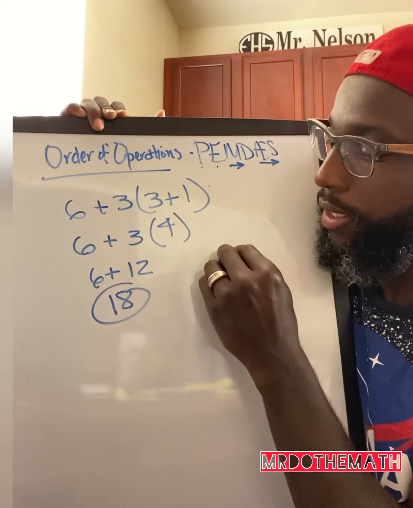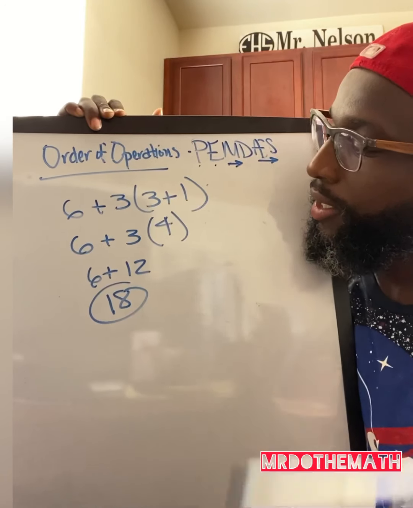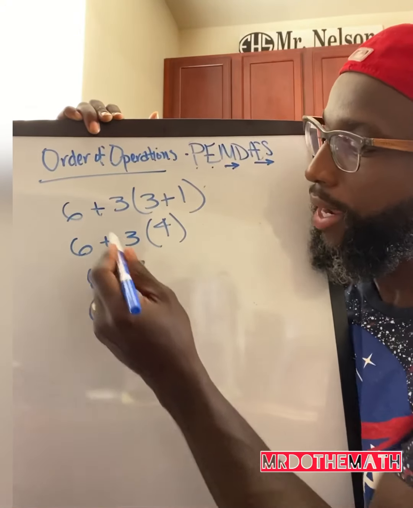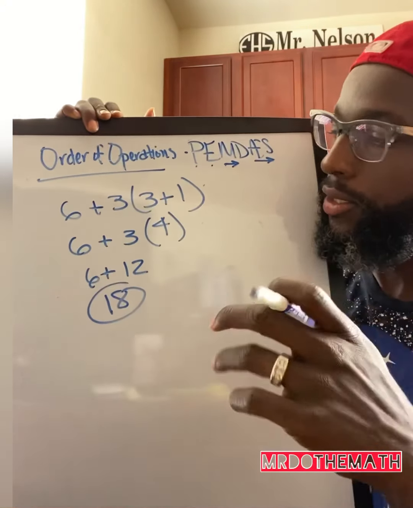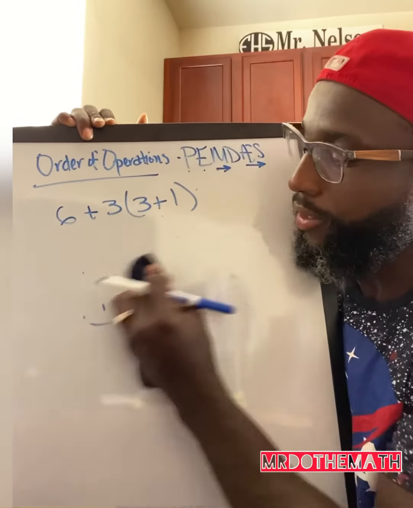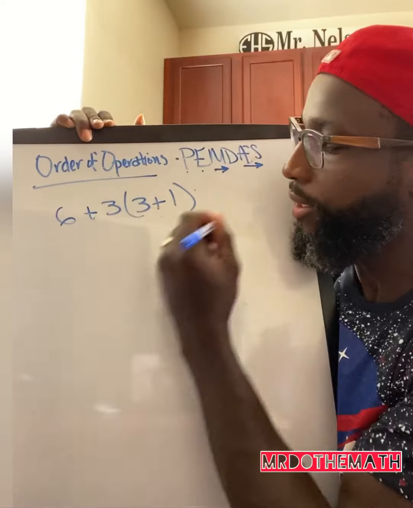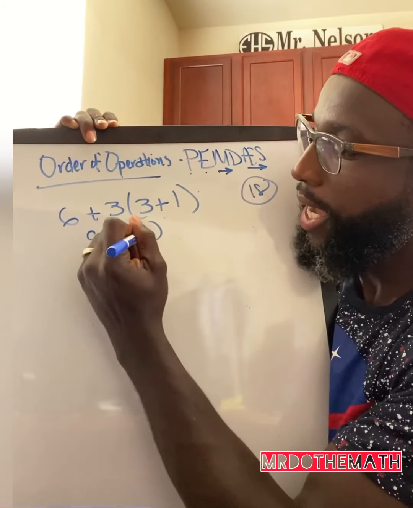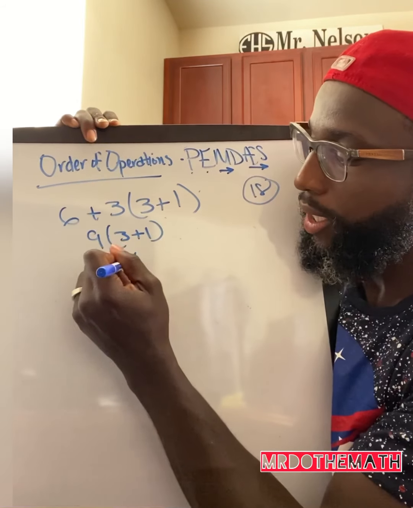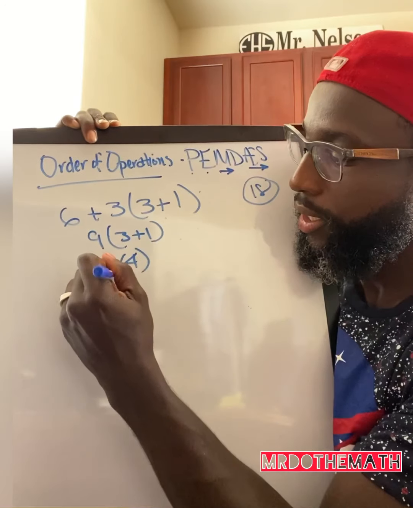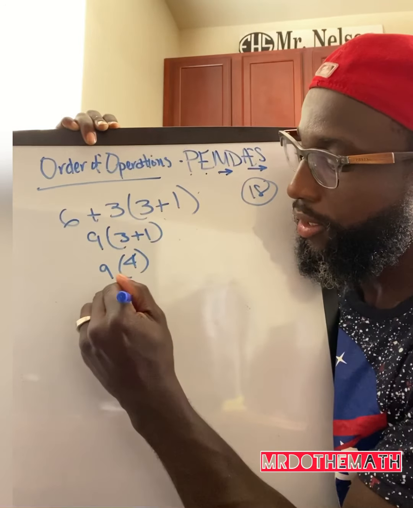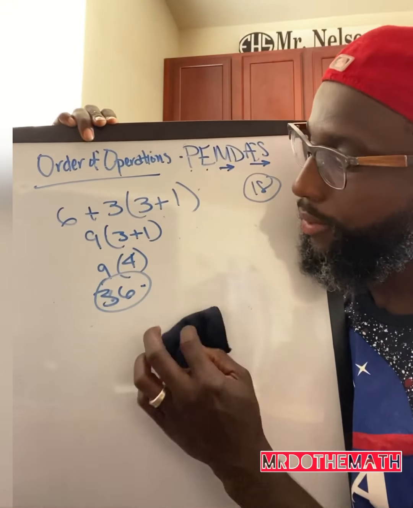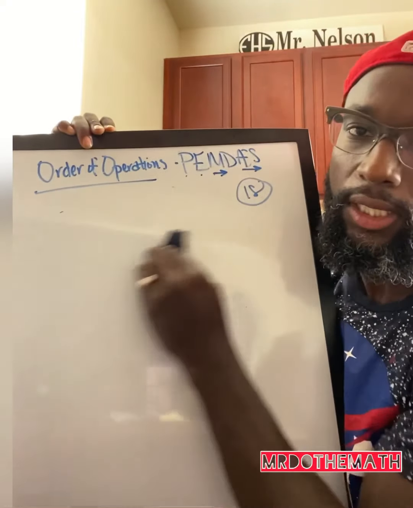Typically, depending on what level of math you're in, somebody might see this plus first, so let me add these first, right? But if you just did the math the way it looks, you'd say, all right, let me add first. 6 plus 3, which would give me 9. And then we got this 3 plus 1, which is 4, times 9, and you get 36. Not quite it, right? So it is important that you follow steps. You just can't do this all willy-nilly, all right?